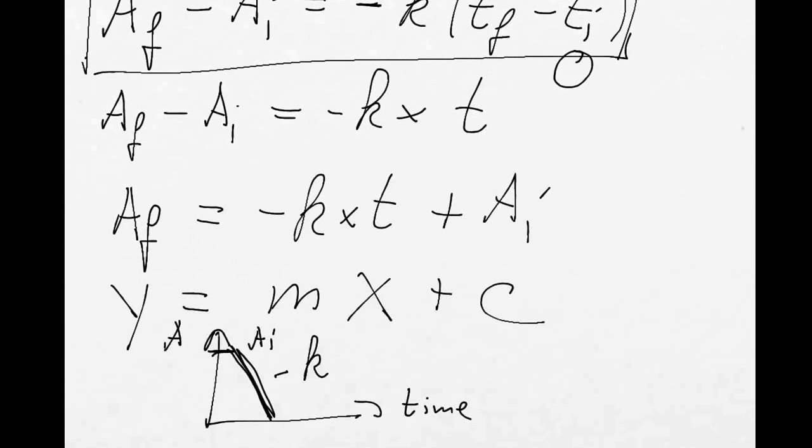And that would be the graph for a zero-order reaction. We plot A versus time, which gives us a straight line. A versus time gives a straight line: zero order.